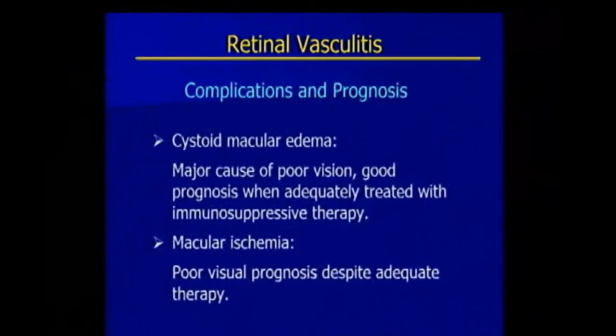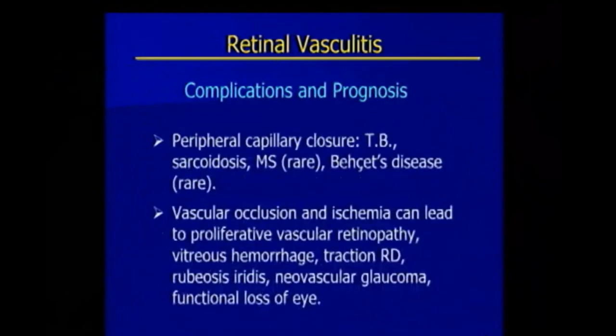Complications: cystoid macular edema is common in these patients, but the good thing is that cystoid macular edema responds very nicely to treatment. And the patient regains vision if they present early. Macular ischemia is an important cause of visual loss, but you cannot reverse macular ischemia. Peripheral capillary closure, ischemia with peripheral capillary closure, is common in tuberculosis.